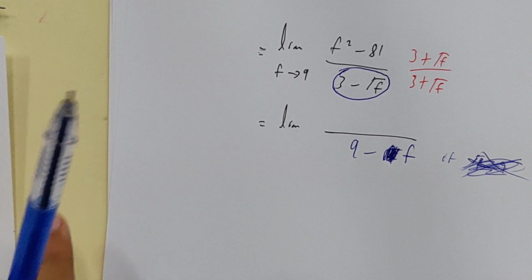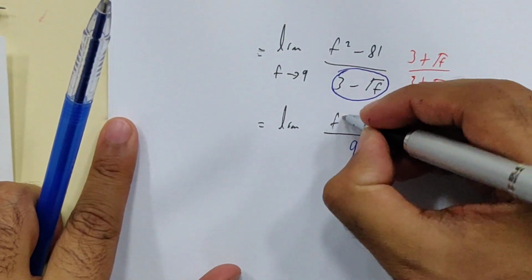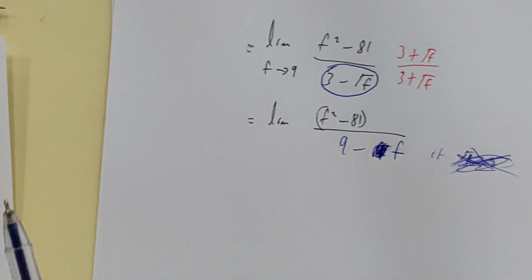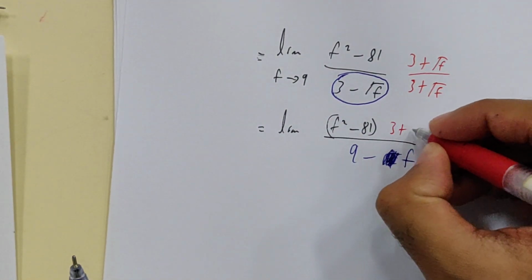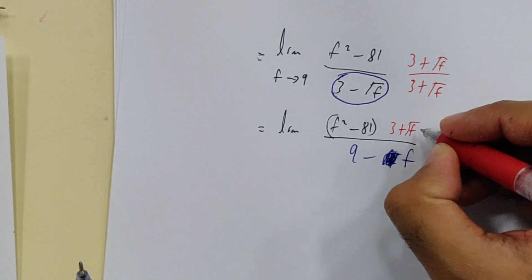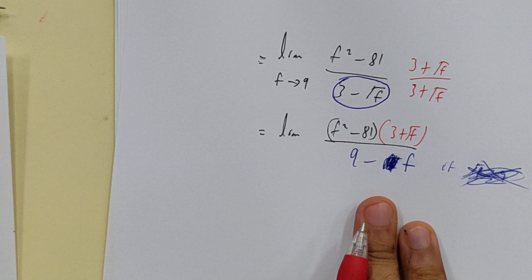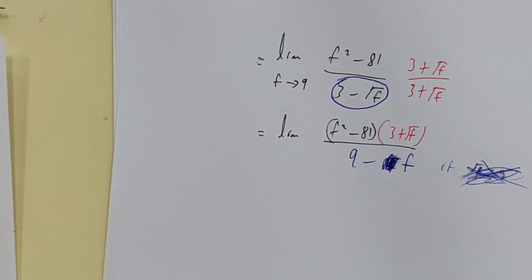Okay, but up there you should have f squared minus 81. And then you should get yourself another one, 3 plus root f. Once I reach here, am I done? What do we want to achieve by conjugate and factorize? To simplify. Can I simplify here? No, I cannot. So that means I need to try factorize this time.